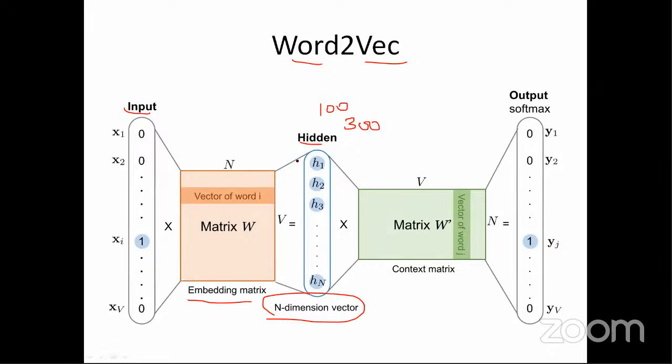This is the n-dimensional vector. The number of neurons decides whether it's 100 or 300. You can fix that. It's a hyperparameter. So you can fix the number of neurons. If you fix 100 neurons, you will get a 100-dimension vector. It means that for each word, suppose the word boy is there, you will get a 100-dimension vector. Cat is there, you'll get a 300-dimension vector. This is the word2vec model.